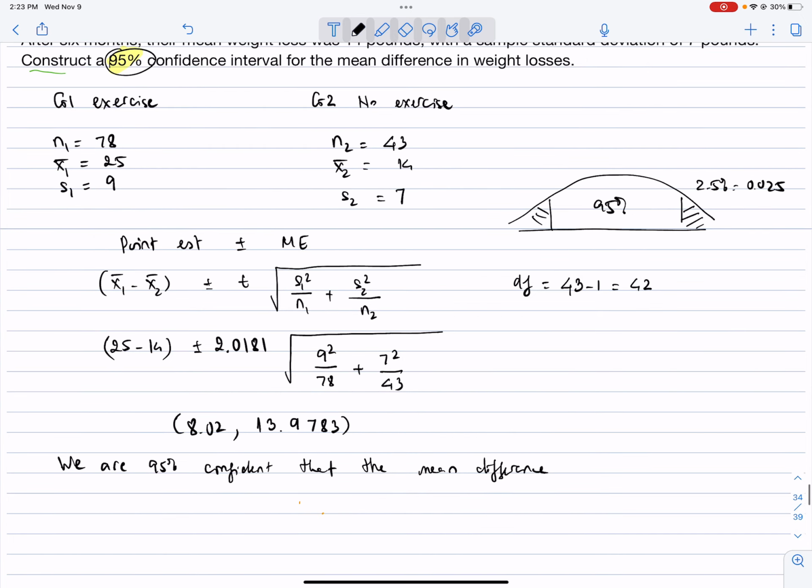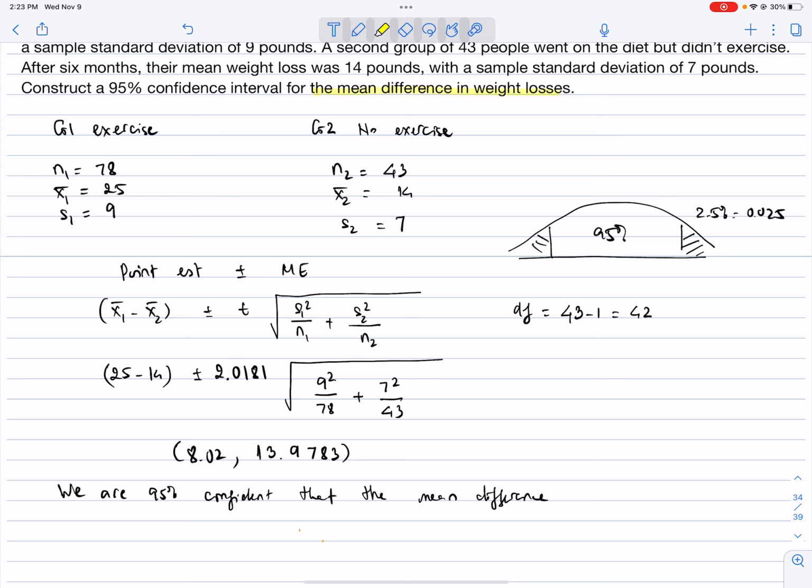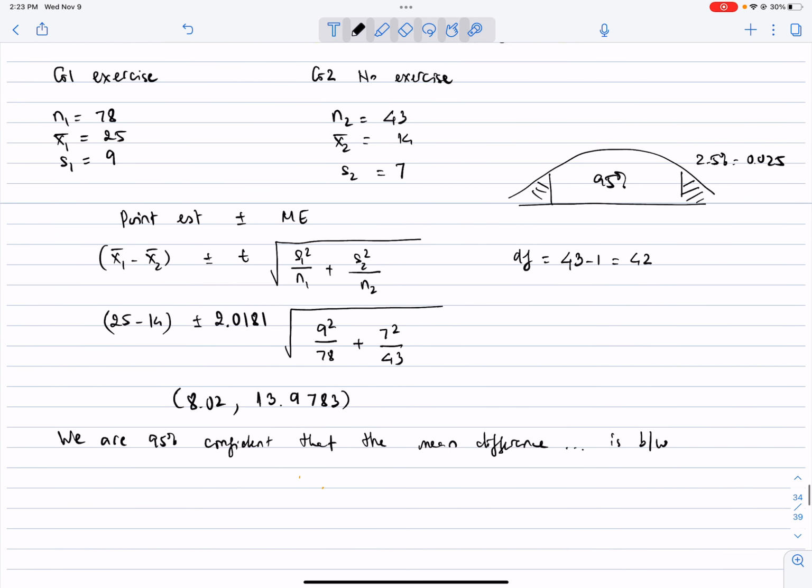Okay, how do I answer? Actually I just need to copy: the mean difference in the weight losses is between 8.02 and 13.98.